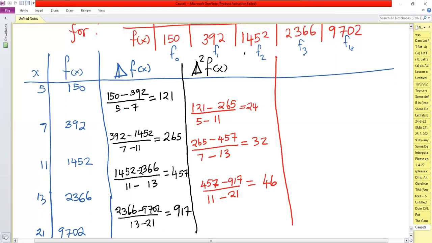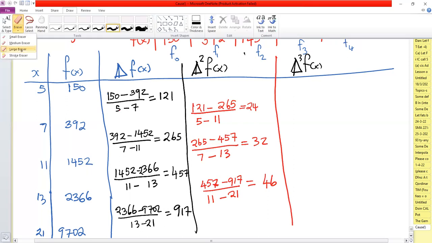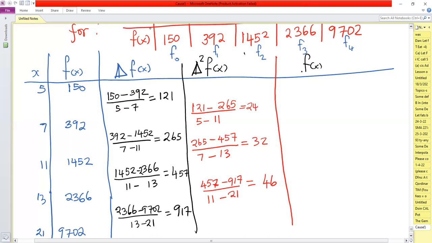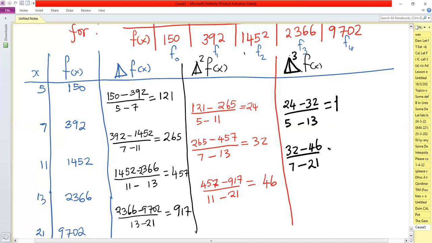Now, lastly, to define the third divided differences of the function f of x, it will be 24 minus 32. For 24, the lower number is 5. For 32, the upper number is 13. So we'll have 1. Next will be 32 minus 46. For 32, the lower value in the denominator is 7. For 46 it is 21. So this will also give us 1.